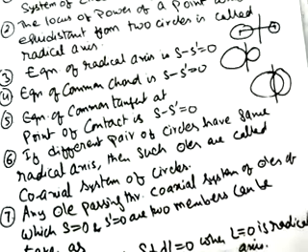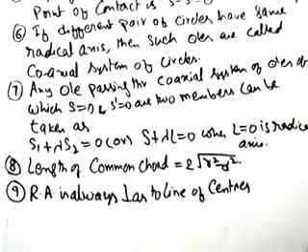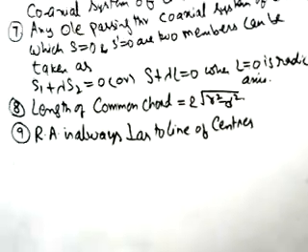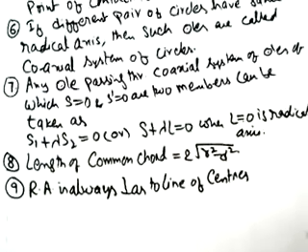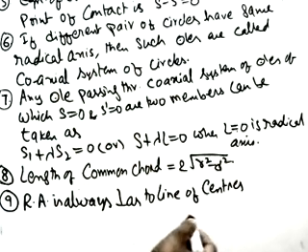Next topic: if different pairs of circles have the same radical axis, then such circles are called a coaxial system of circles. If different pairs of circles have the same radical axis, then they are called the coaxial system of circles.